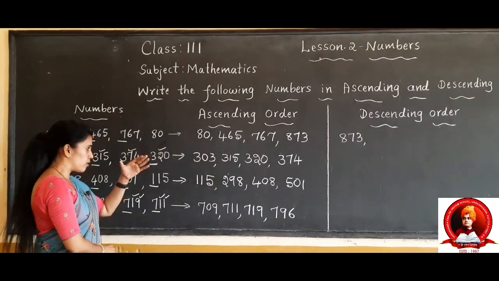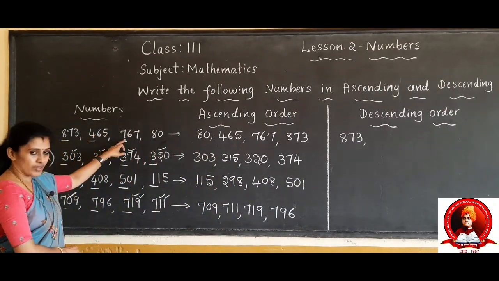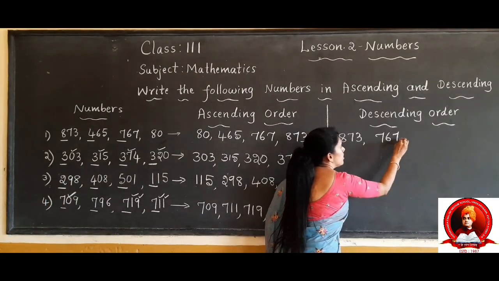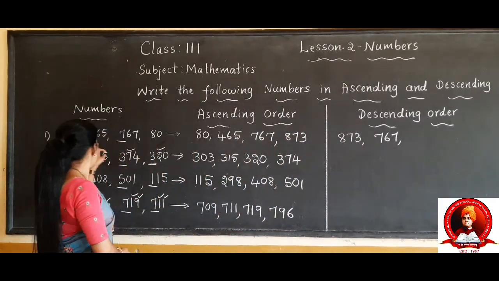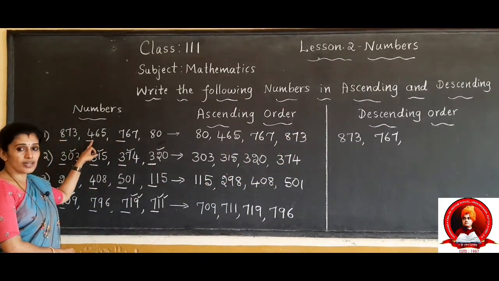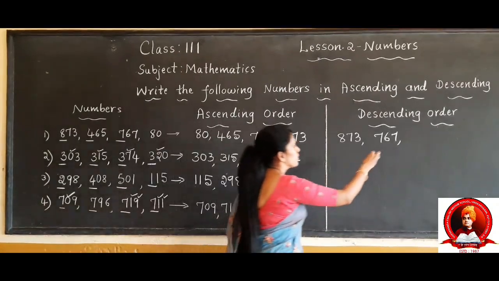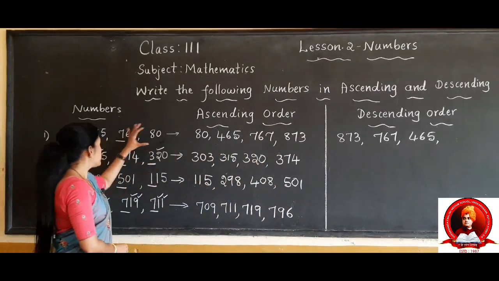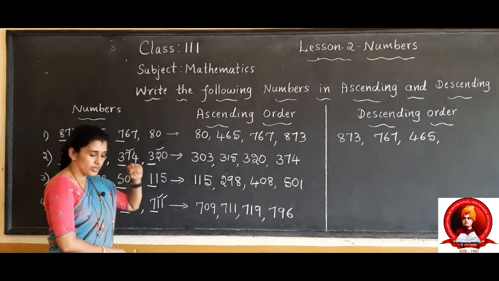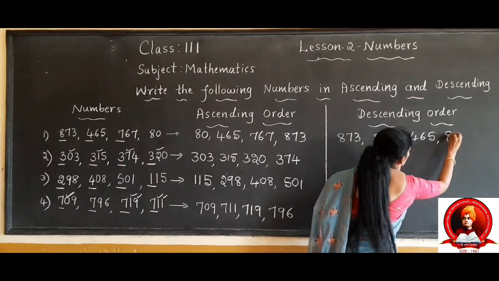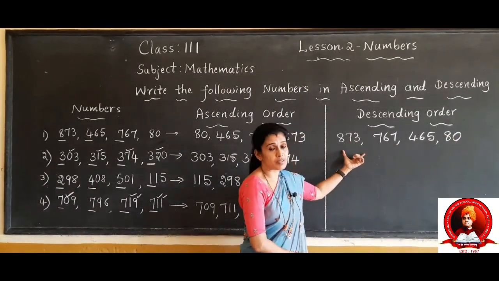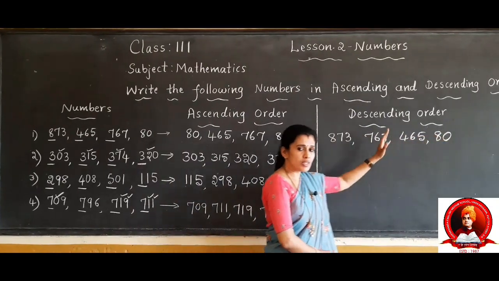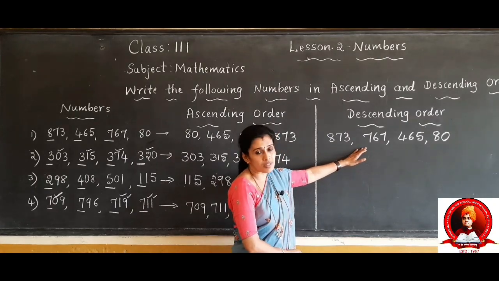Then the next smaller number, that is 7, right? 767. Let us write here 767. Next smaller number is after 7, here 465. Let us write here 465. Then lastly, what is there, children? 2-digit number, yeah, smaller, because only 2 digits are there. That is the last number, 80. So how have we written the numbers in descending order? From the greatest to the smallest. So this is the way of writing the numbers in descending order.